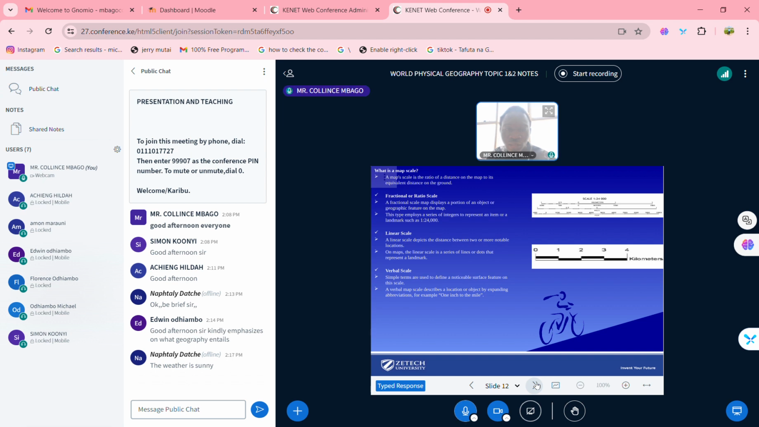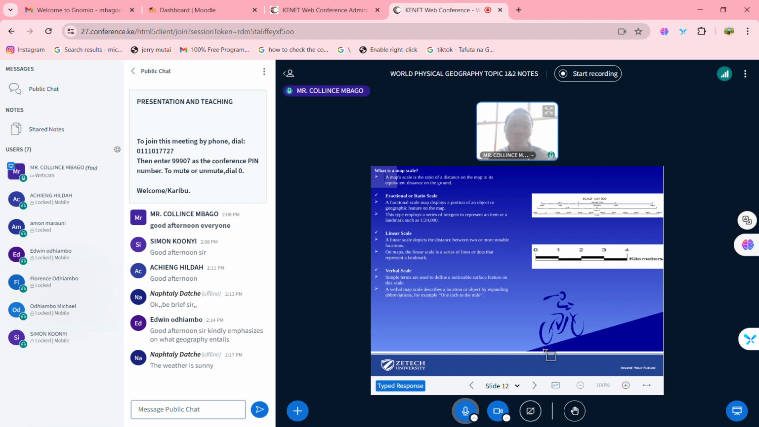Then the next part, we are going to look at the scales that we use in a map. Okay, class. We are almost done, students. Just hold on. A map scale is a ratio of a distance on the map to its equivalent distance on the ground. That is a map scale.